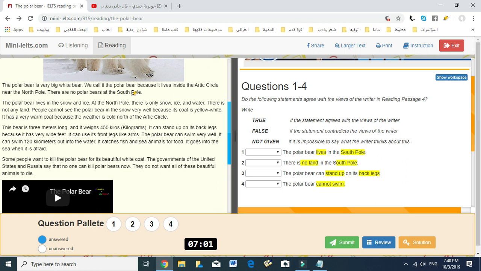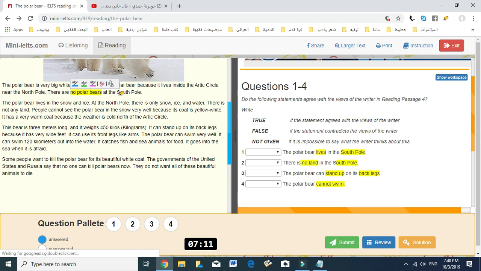I have South Pole and I have polar bear, and in the first question you asked me about the South Pole and lives. There are no polar bears at the South Pole.